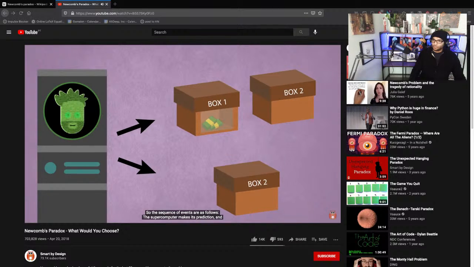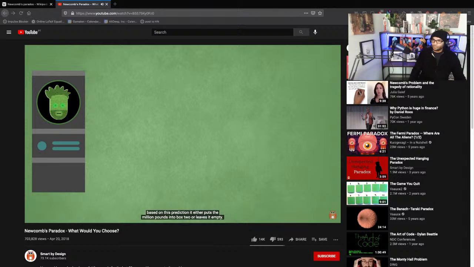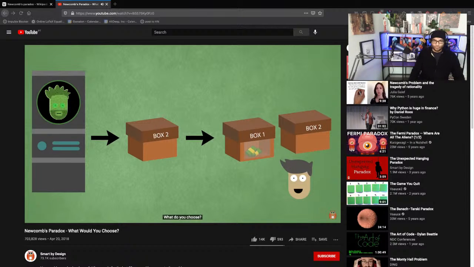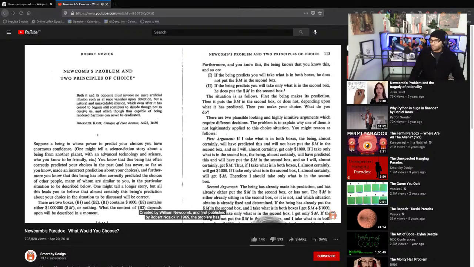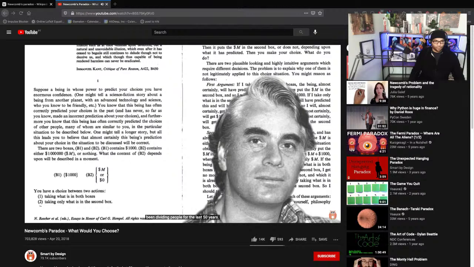So the sequence of events is as follows. The supercomputer makes its prediction, and based on this prediction it either puts the £1 million into box 2 or leaves it empty. You then make your choice. What do you choose? Created by William Newcomb and first published by Robert Nozick in 1969, the problem has been dividing people for the last 50 years.